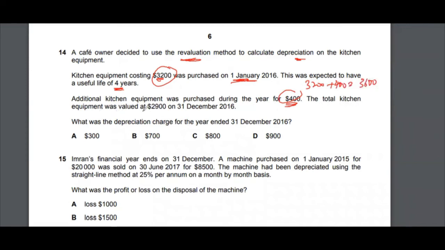The total kitchen equipment was valued at $2,900 at 31st December 2016, right? So it should have been $3,600, but it says it's $2,900. So what's the depreciation charge? The difference between 3,600 and 2,900 is $700. That is your depreciation charge for 31st December 2016. And the correct answer to multiple choice 14 is option B.